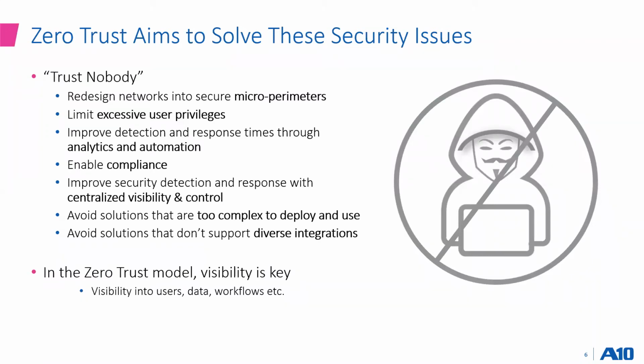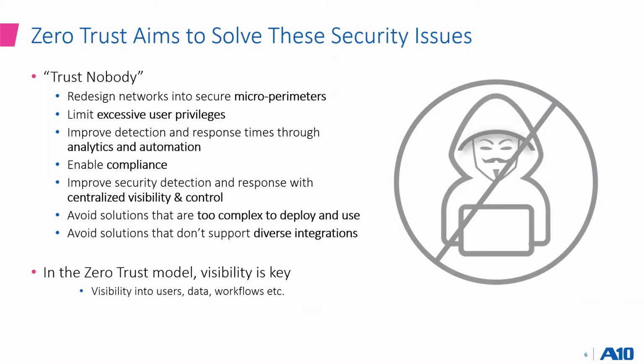You have to limit excessive user privileges. You have to make sure that all of your solutions are enabling compliance standards. You have to make sure that you have centralized visibility, control, analytics, and automation so that the human error factor can be lowered. You have to make sure that your solutions are really easy to use, that they support diverse integrations, and that they're not creating bottlenecks within your network. And you also have to enable micro-perimeters within your network.